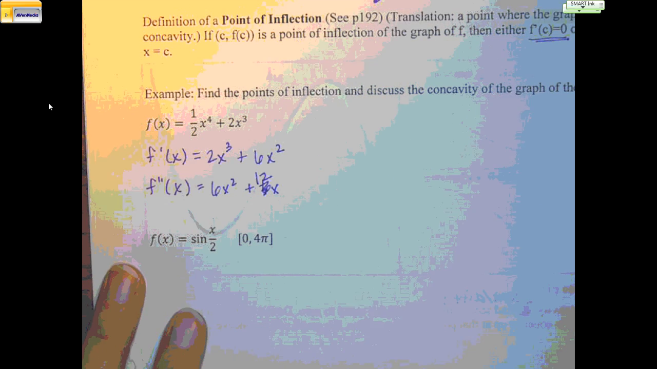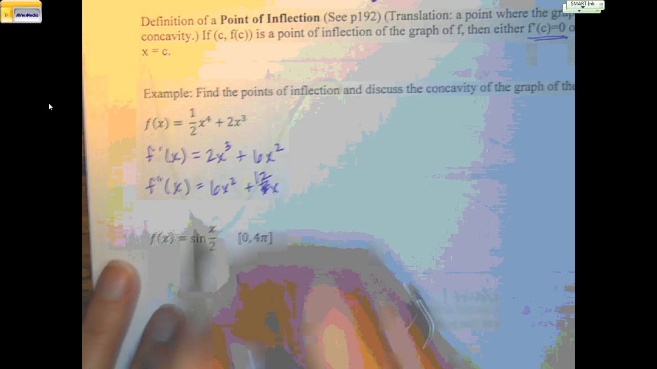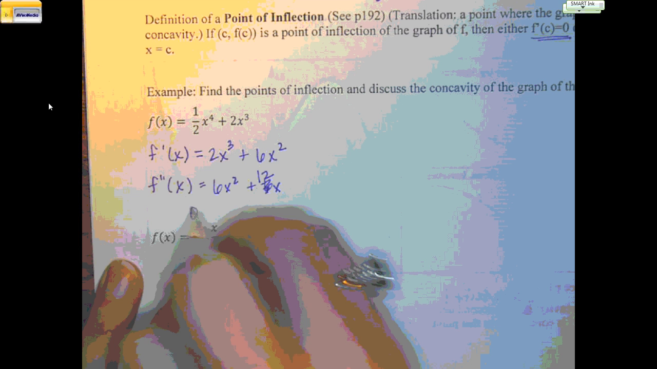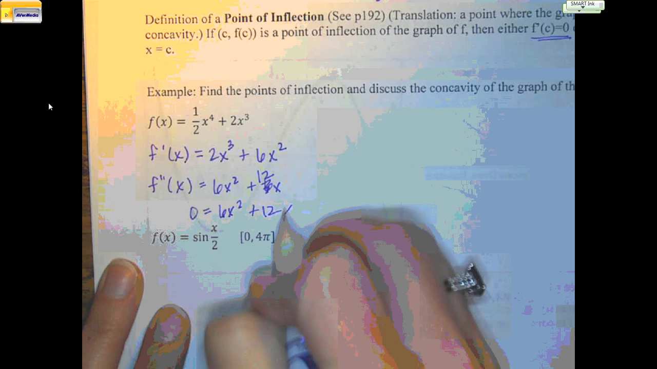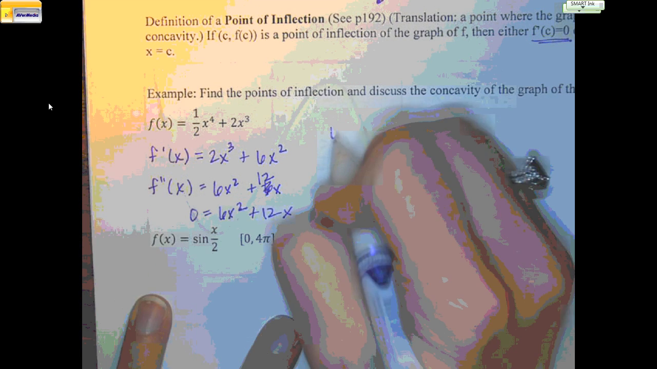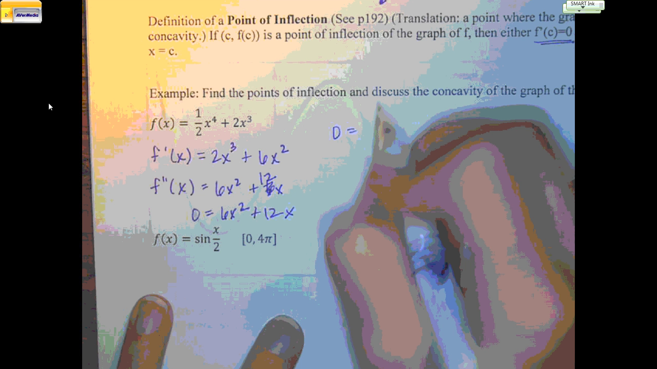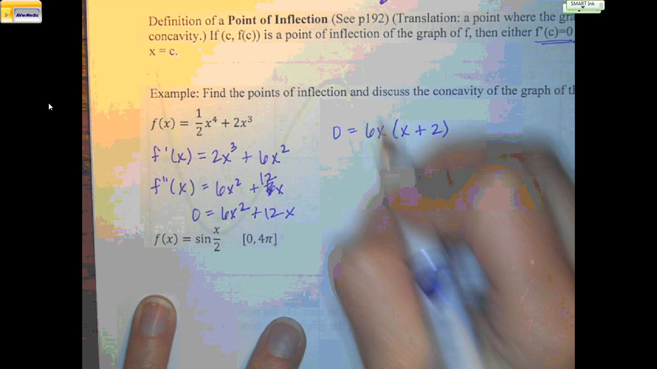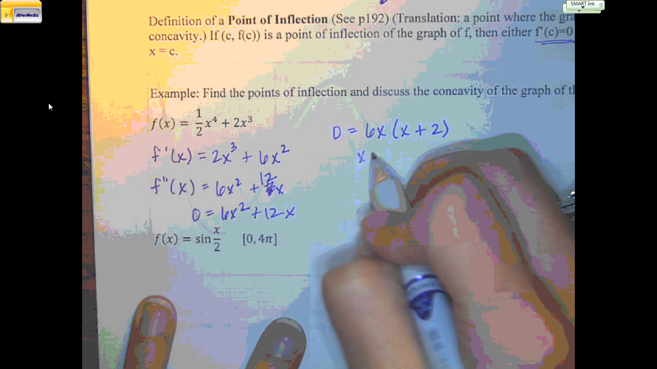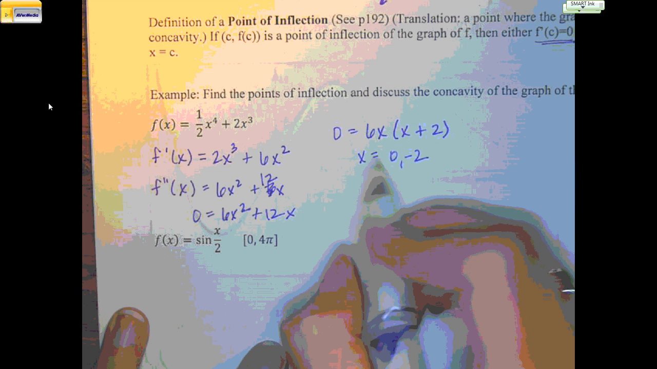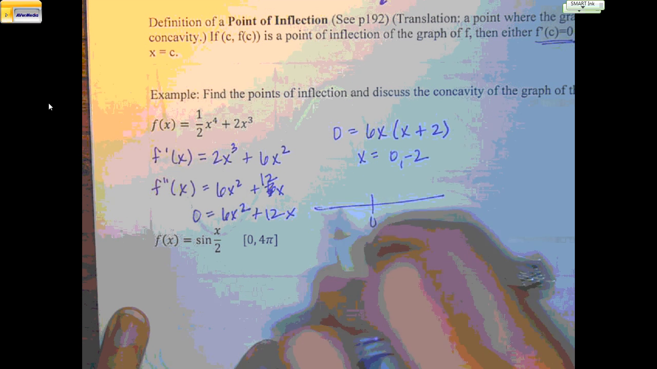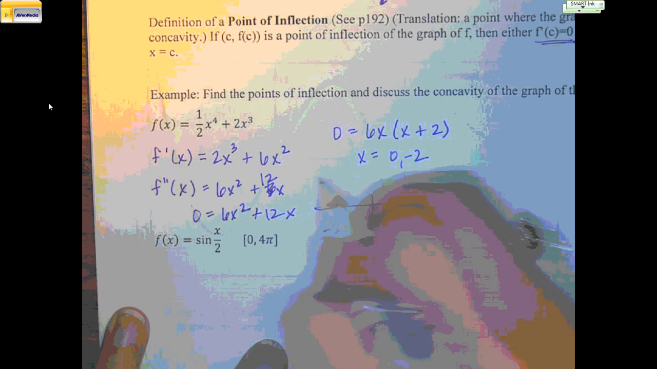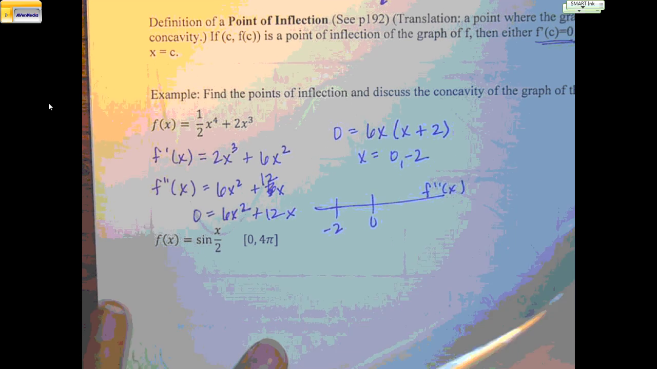Now what do we do? Yep, set equals 0. Good. I'm going to go ahead and factor a 6x out of both of those. So I have x plus 2. So what would x have to be in order for that to be 0? -2 and 0, right? Number line? And I'm going to label this as my second derivative number line.